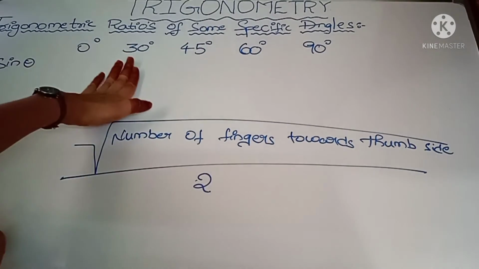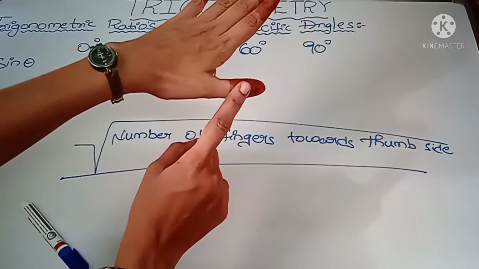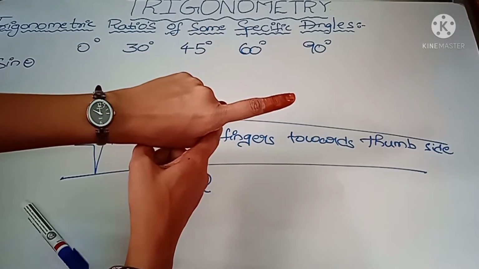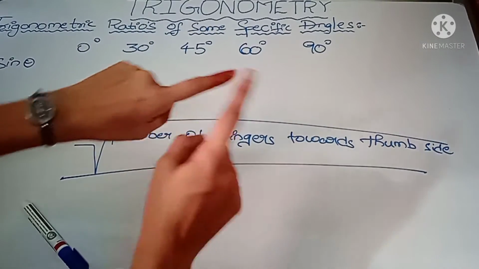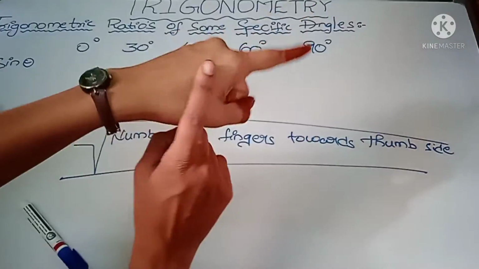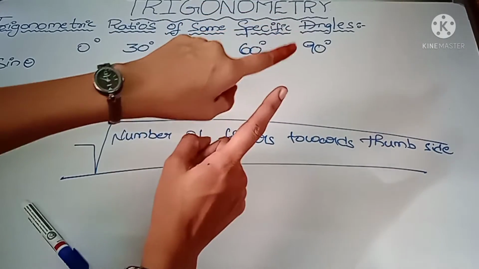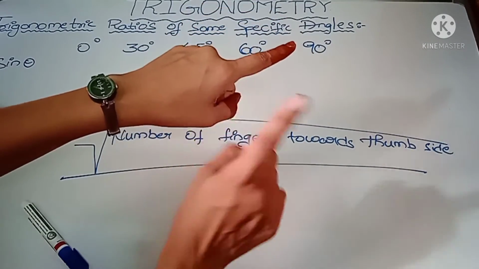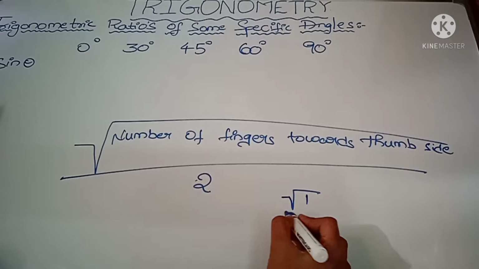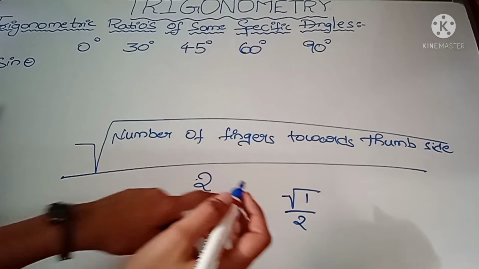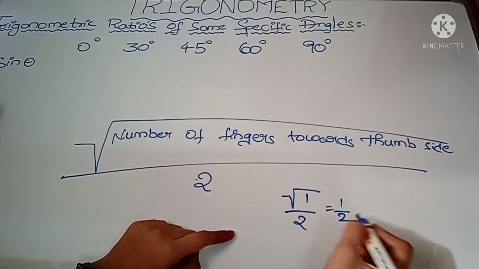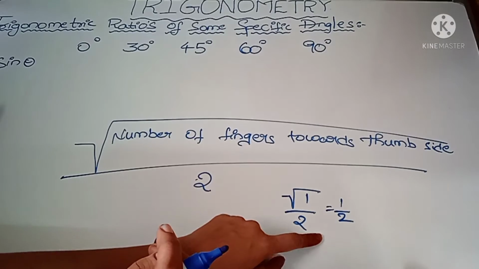Say, I want to know the value of sine 30. As I said, this is 0 degrees and this one is 30 degrees. Now fold all the fingers. This one is 30 degrees. What is the formula? Under root of the number of fingers towards the thumb side. How many fingers are there towards the thumb side? Only one finger. Now, under root 1 by 2. Root 1 is nothing but 1, so the value of sine 30 is 1 by 2.